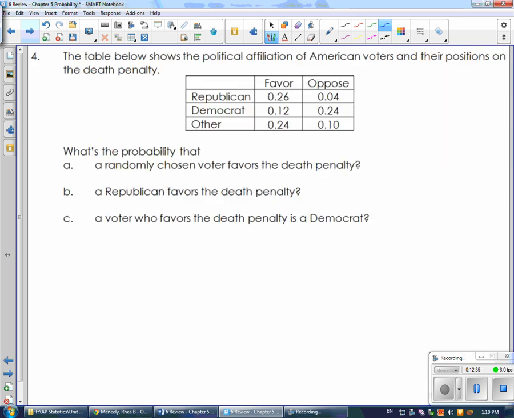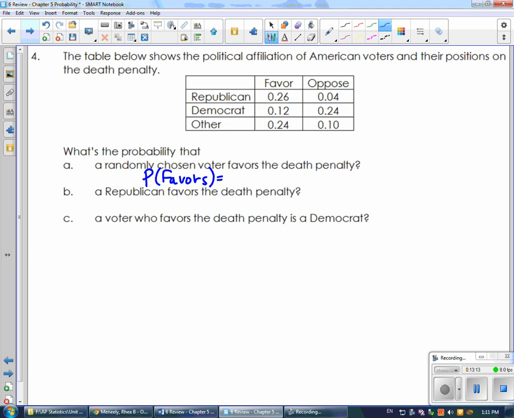All right. In number 4, you're actually given a Venn diagram. You're given a two-way table. It says the table below shows the political affiliation of American voters and their positions on the death penalty. So again, we're using a two-way table because we're categorizing voters in two different ways. Either they're for or against the death penalty, and they're either Republican, Democrat, or some other party affiliation. And so if we're asked what is the probability of randomly choosing a voter who favors the death penalty, I'm looking for the probability of favors.